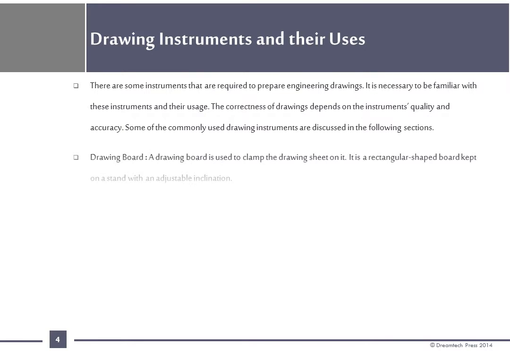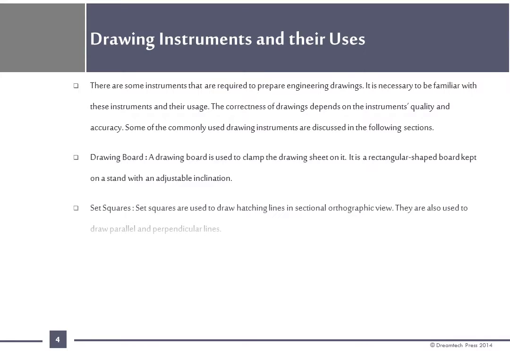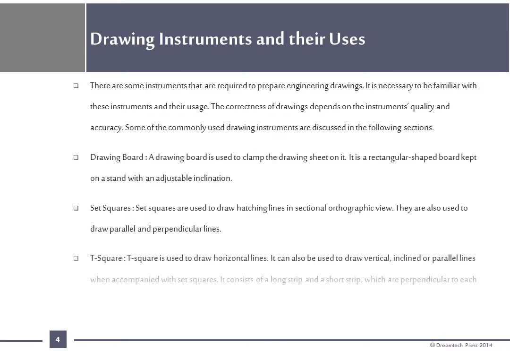Drawing board. A drawing board is used to clamp the drawing sheet on it. It is a rectangular shaped board kept on a stand with an adjustable inclination. Set squares. Set squares are used to draw hatching lines in a sectional orthographic view. They are also used to draw parallel and perpendicular lines. T-square. T-square is used to draw horizontal lines. It can also be used to draw vertical, inclined or parallel lines when accompanied with set squares. It consists of a long strip and a short strip which are perpendicular to each other.